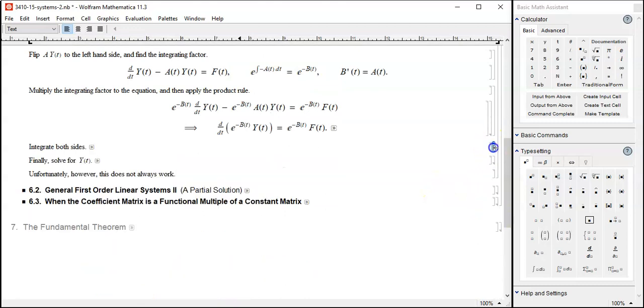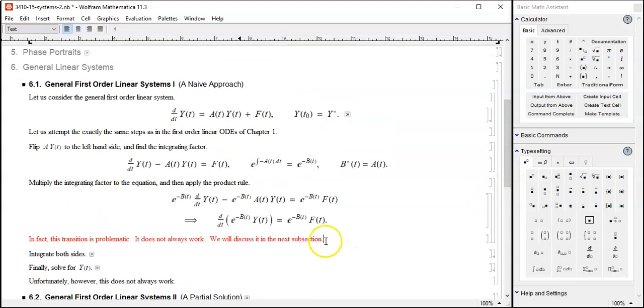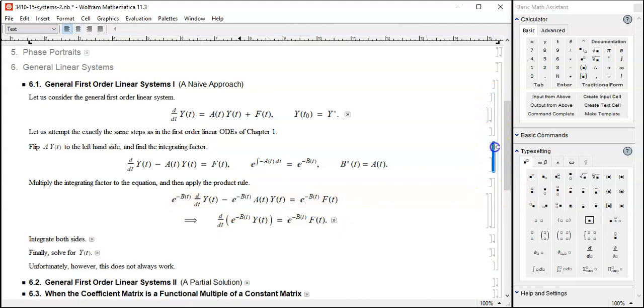Anybody has an answer? The problem is right here. This transition from here to there is problematic. It doesn't always work. So this product rule here, getting there, is not working. Actually, the product rule itself is okay. It's the chain rule that fails. The derivative of this becoming that fails. We'll discuss that in the next subsection.